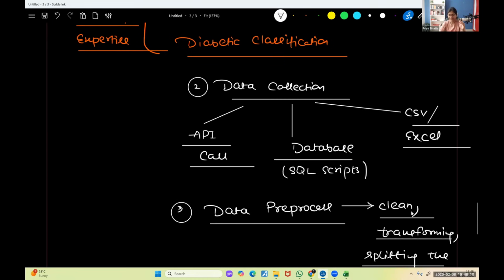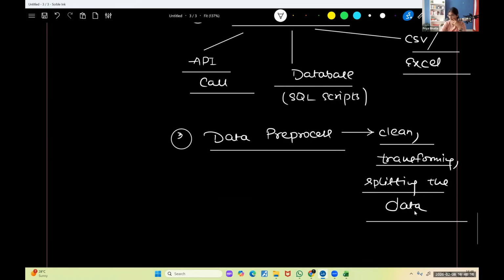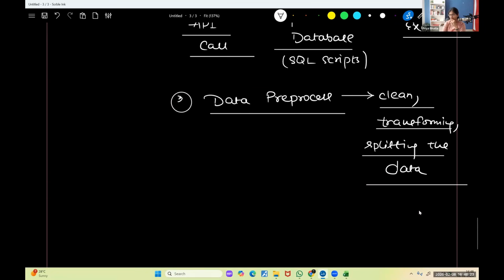So as per the problem definition, we have to collect our data. As per the data collection, we have to pre-process that data. Is this clear? Till three steps, are the specific pointers clear to everyone?